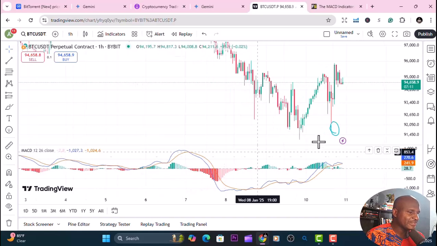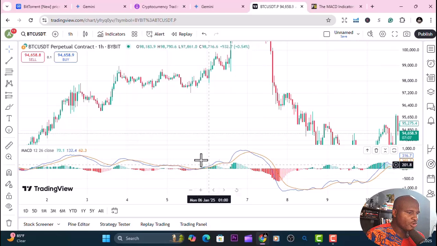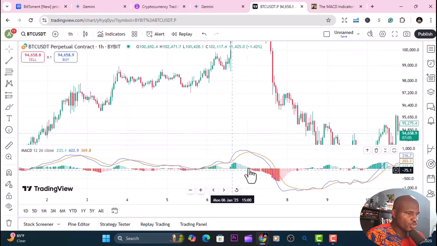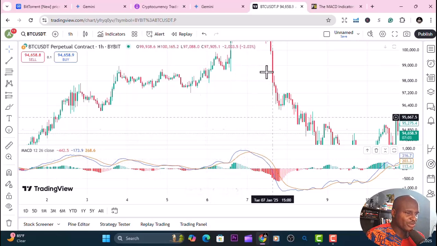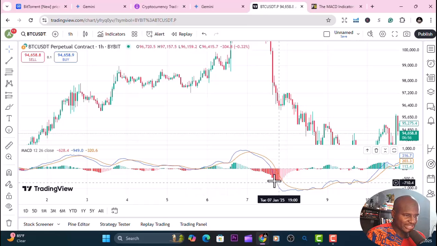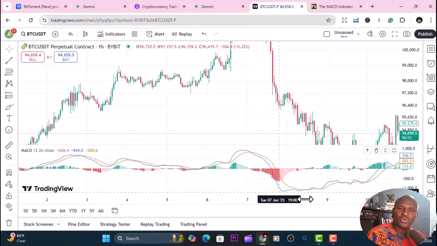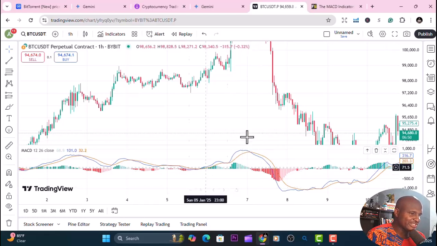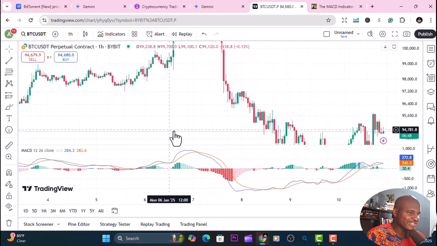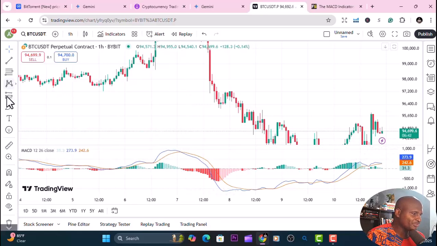So you see that whenever the MACD indicator overtakes down the signal line, you see that the price goes down. You can see that in play here. Here, the blue line came down and crossed over.